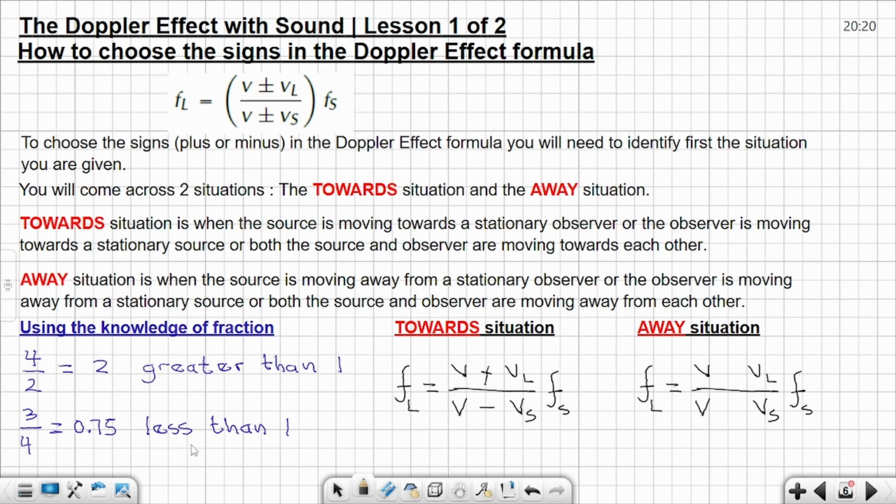To achieve something that is less than, you make the bottom part bigger than the top part. So you're going to make this bottom part bigger than the top part. How will you achieve that? So you'll achieve a bigger number at the bottom by using addition there, and a smaller number at the top by using subtraction there. Okay, and this will give you FL lesser than Fs.